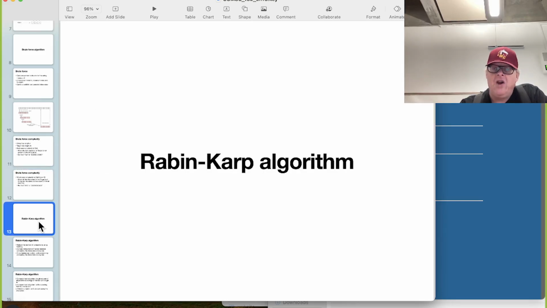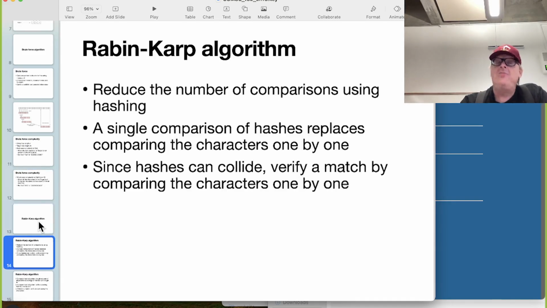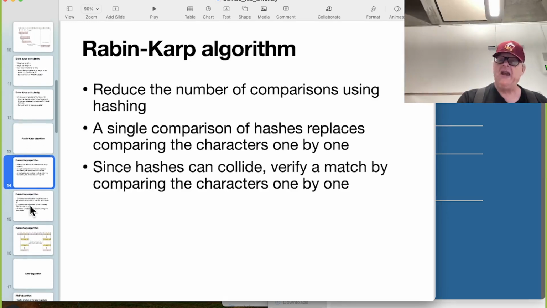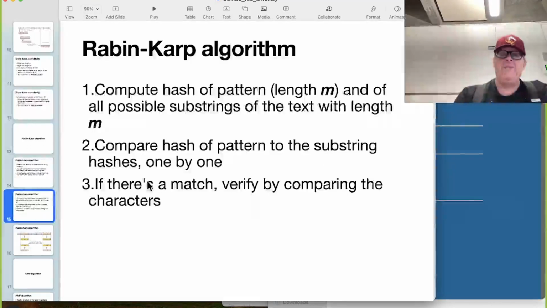So Rabin-Karp is one way to deal with that problem. And this one uses hashing. And so it's kind of crazy. I guess your hash function better be pretty fast. But what you do is you compare hashes instead of comparing strings. So that will reduce the number of comparisons, but you'll have to calculate a bunch of hashes. So your hashes would have to be faster than the comparisons, I guess.